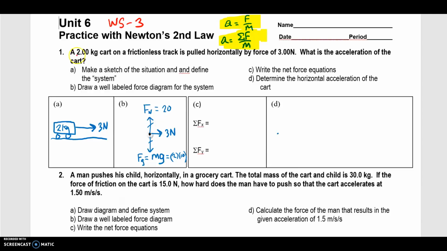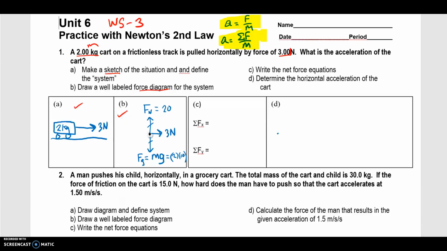So in the first one, a 2 kilogram cart, recognize that's mass, on a frictionless track is pulled horizontally by a force of 3 newtons. What's the acceleration of the cart? On all these, you're going to make a sketch, and here's my sketch of the situation. Draw a well-labeled force diagram.